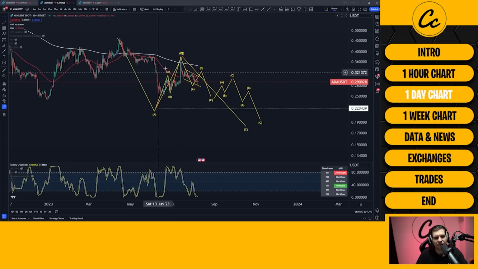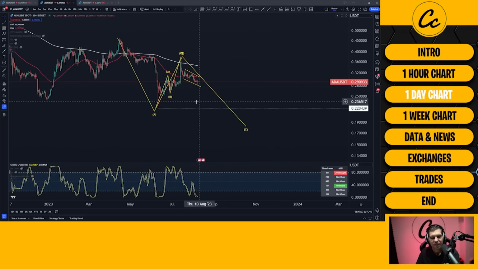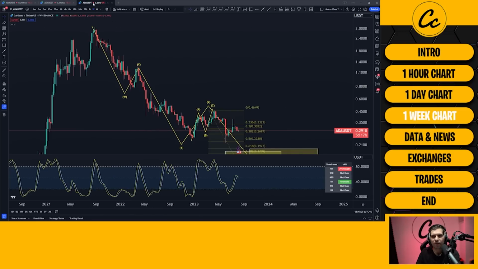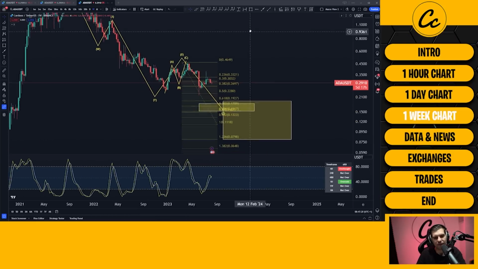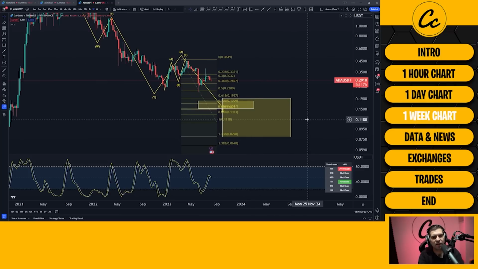I don't think there's any other kind of scenario here that can unfold for ADA on the daily time frame. I don't think the bear market is done with Cardano just yet. So when we take this up into a weekly time frame, what do we see? Well, we can see that the target ranges are here. There's also the possibility of dropping down, theoretically that is anyway, down to 7.98 cent, right?